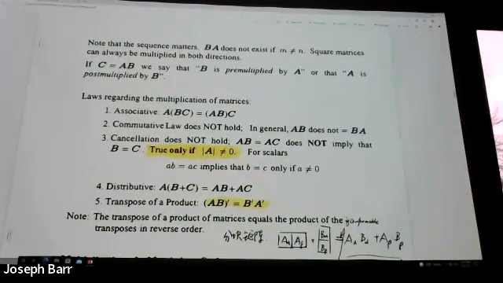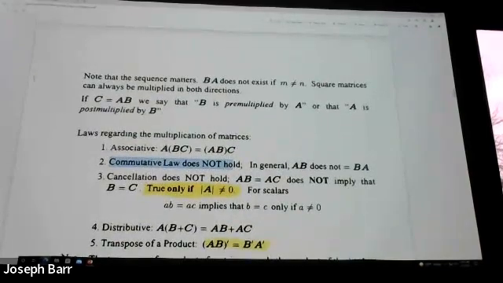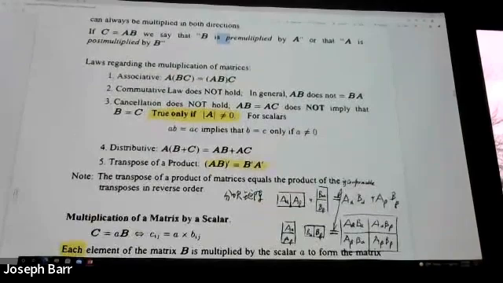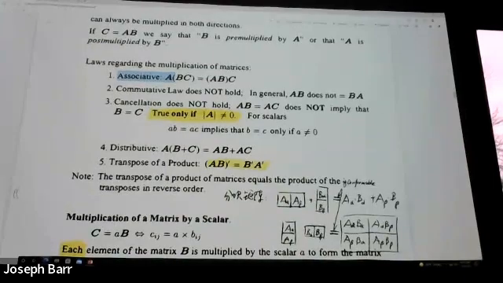So if you change the order of these two matrices, we cannot guarantee that the results are the same. Commutative law does not hold. That's why we have pre-multiplication and post-multiplication. So we have these laws. This law still holds, okay? Associative law still holds, but not the commutative law. Okay, it's not true for multiplication.